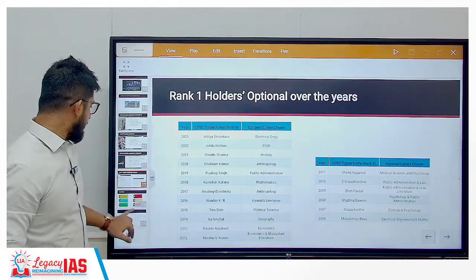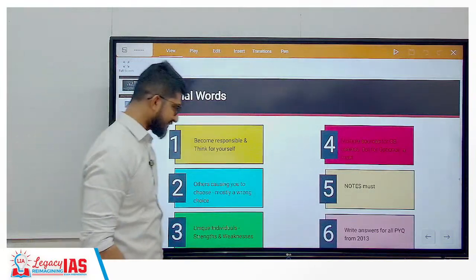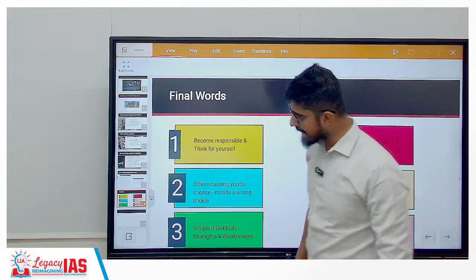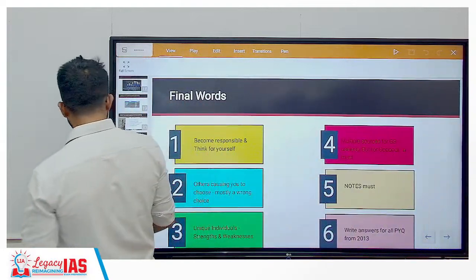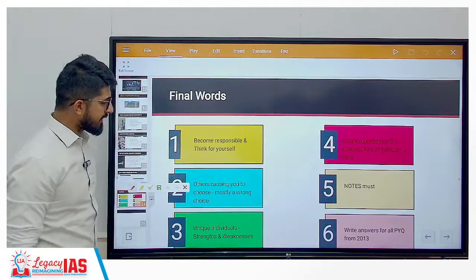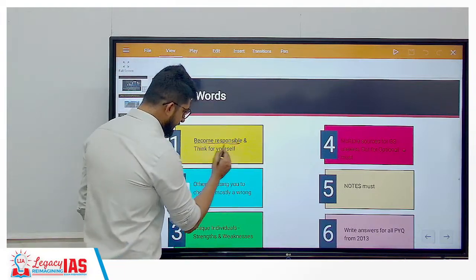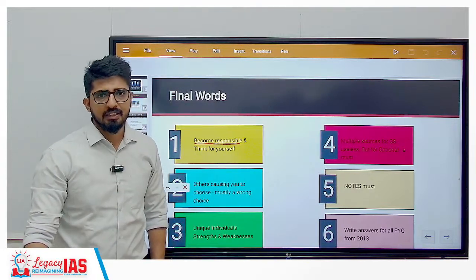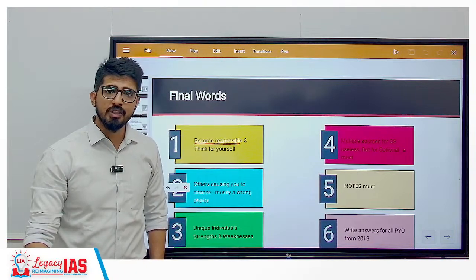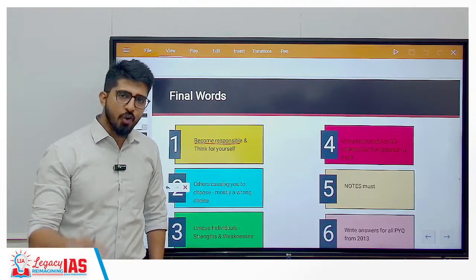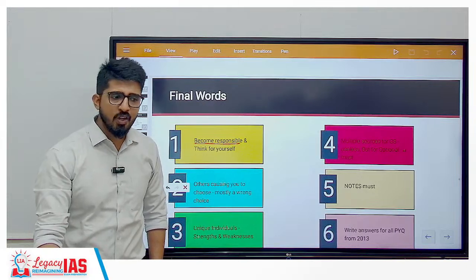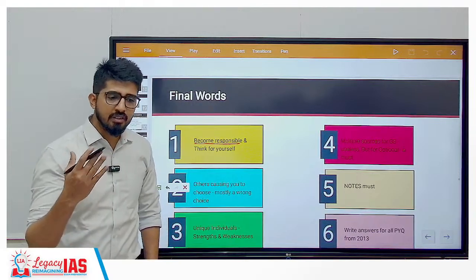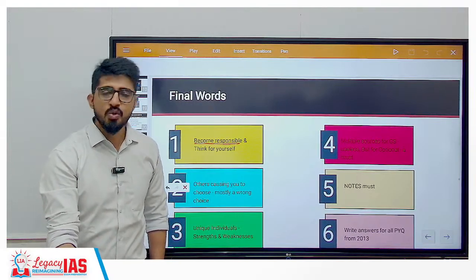Final words for this session. Do not choose an optional based on someone else's suggestion. Choose an optional for yourself and become responsible. You should take the responsibility of choosing the optional. That is, I am choosing the optional because I like it. You have to make the decision. Do not ask someone else to make a decision for you. I have given you the path to choose an optional. You choose according to it.